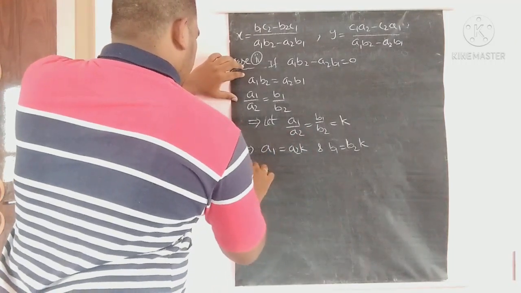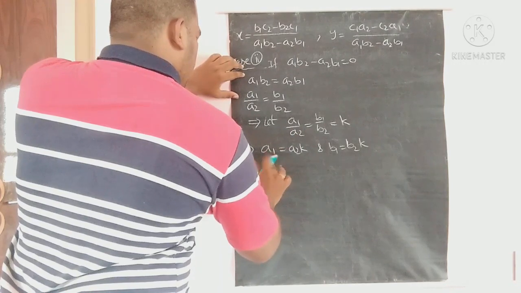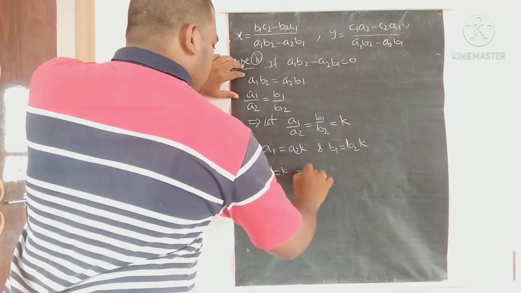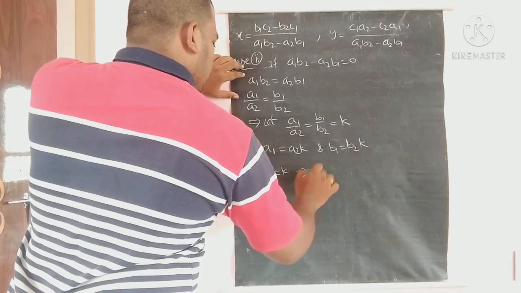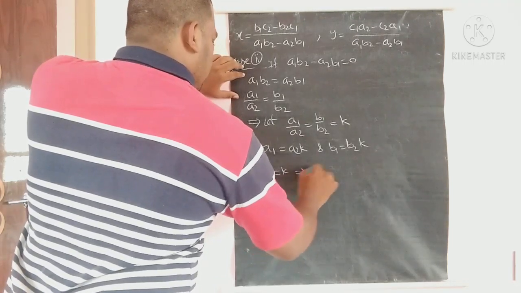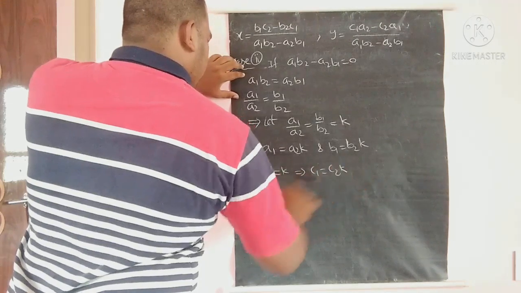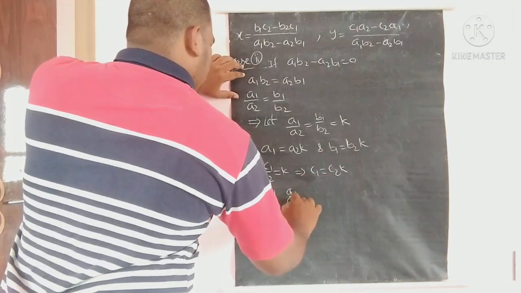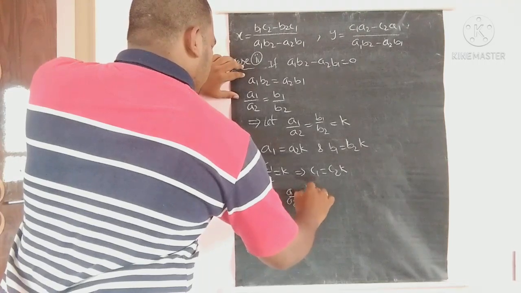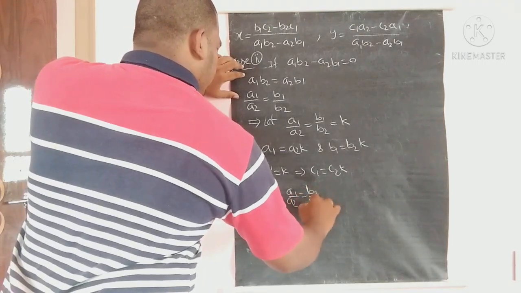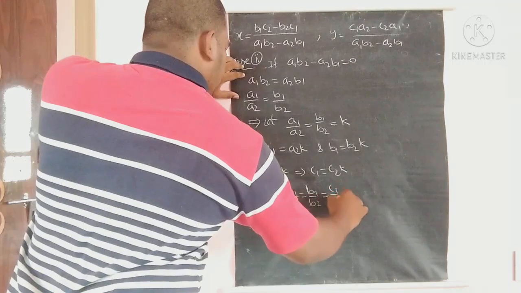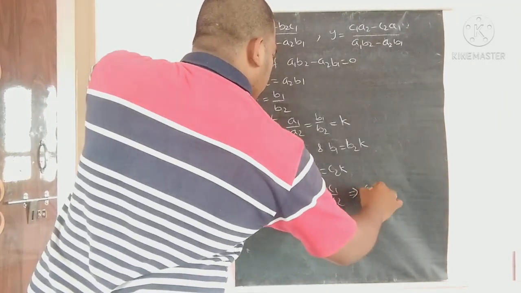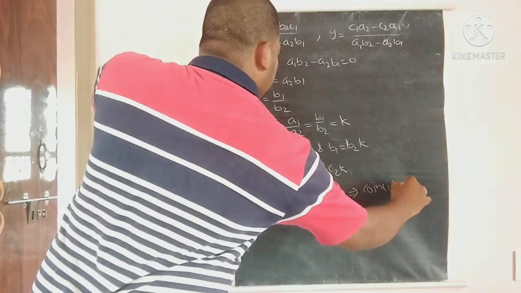See, if C1 by C2 is equal to K, that implies C1 is equal to C2K, and A1 by A2 equals B1 by B2 equals C1 by C2. So that implies coincident lines.